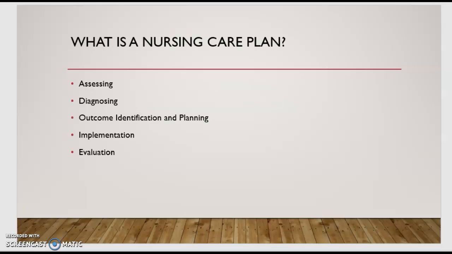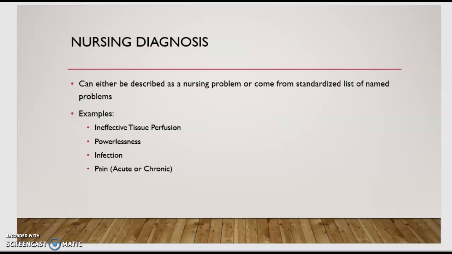A nursing care plan is where you plan your care using the nursing process. And the steps involved are assessment, diagnosing, outcome identification and planning, implementation, and evaluation. So let's talk a little bit about each of these.